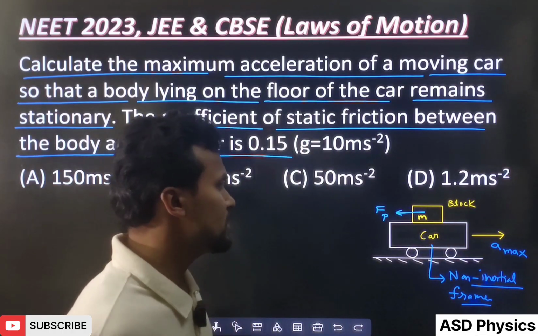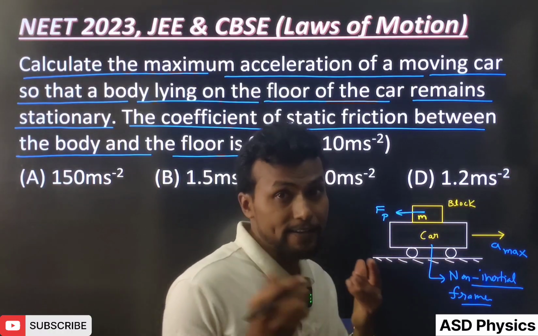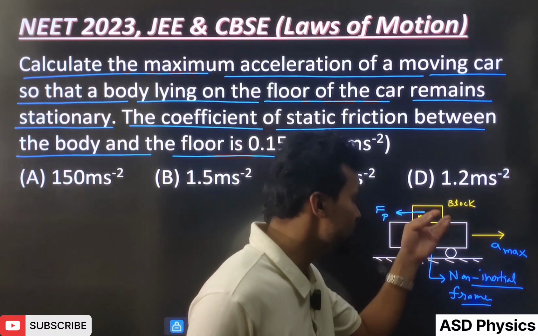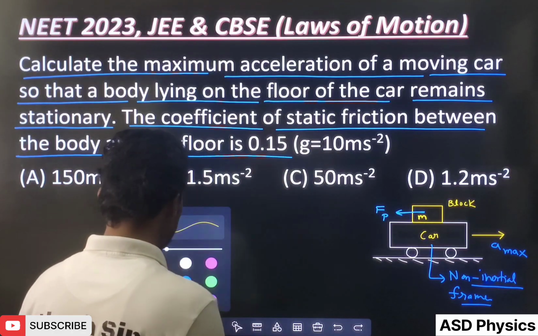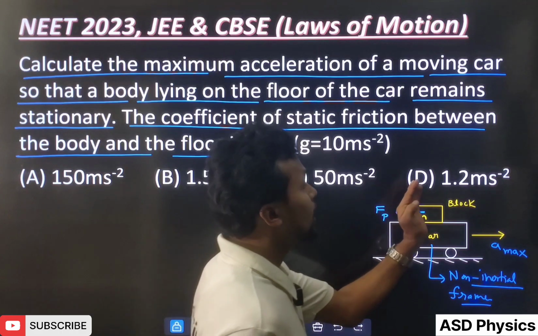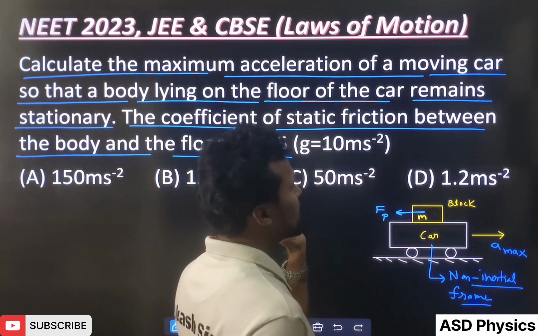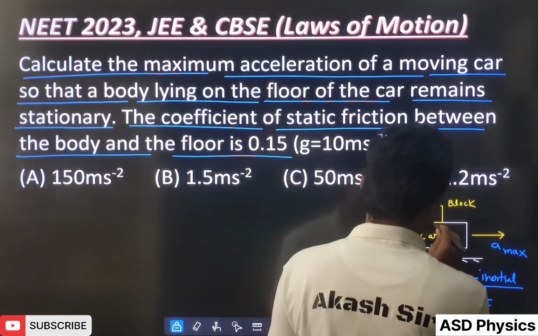So you know very well this block has the tendency to move to the left side. And there is some friction between the block and the car contact surface. And what will friction do? Friction always opposes the relative motion. So as the block has the tendency to move left, the friction will act in the opposite direction. That means this side here.